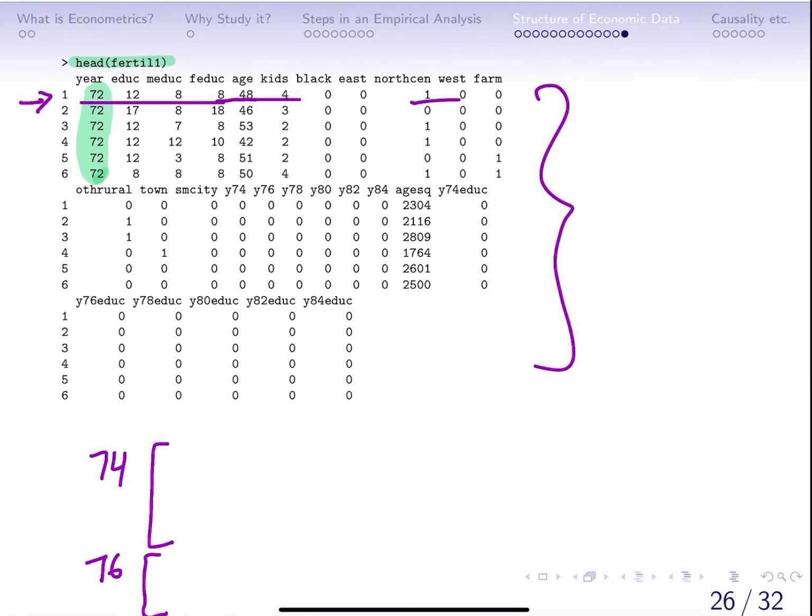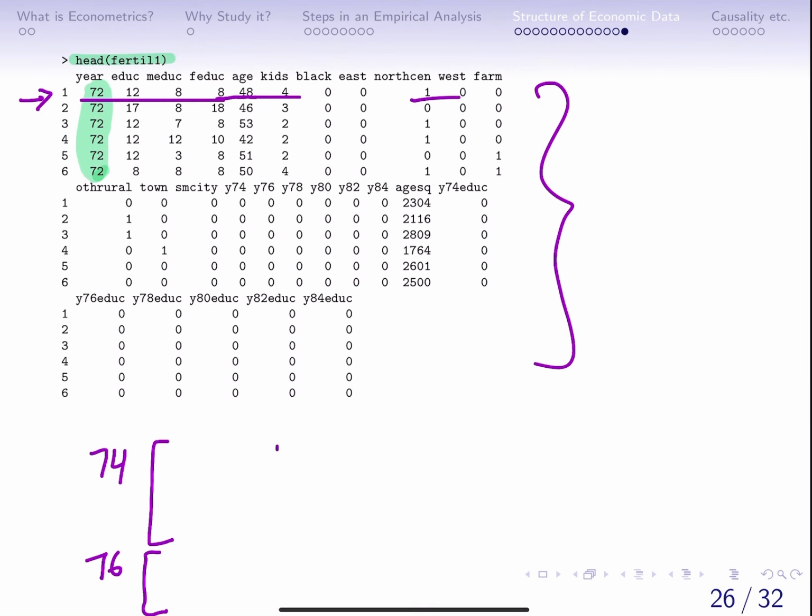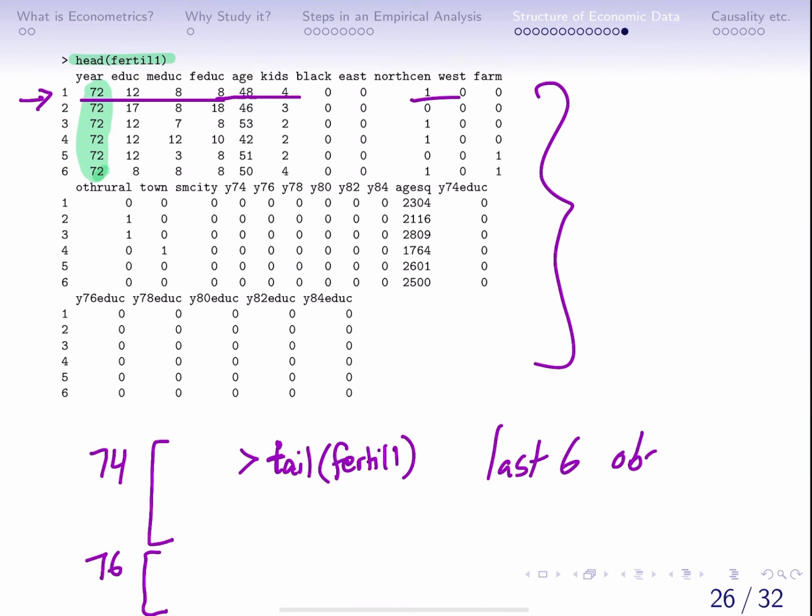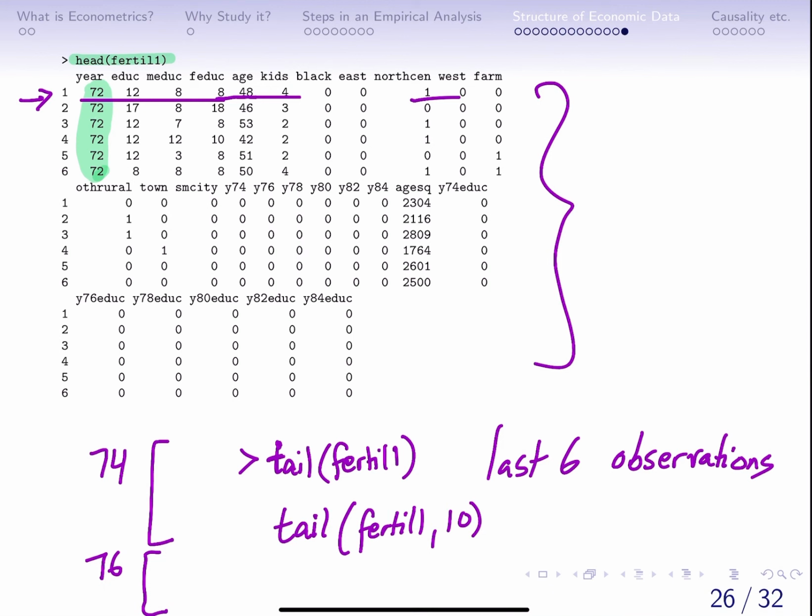And if you want, you can also use tail on your data to look at the last 6 observations. And of course, if you want to look at more than that, 6 is the default. But if you want, let's say, the last 10 observations, you can just do this.